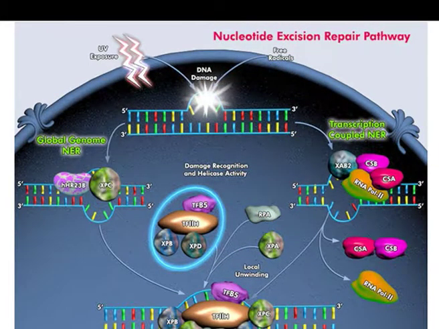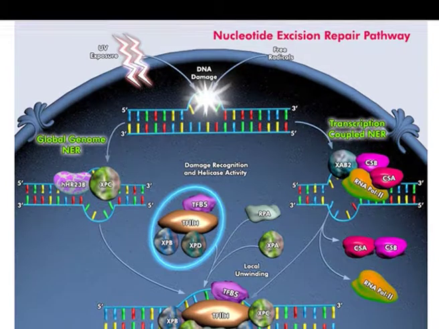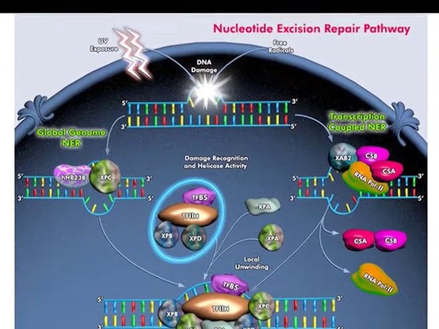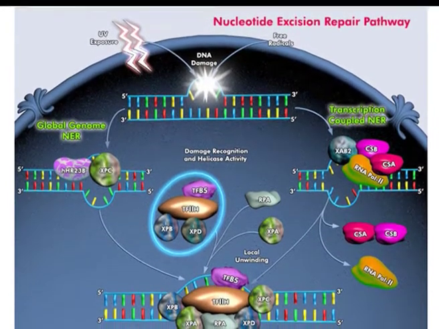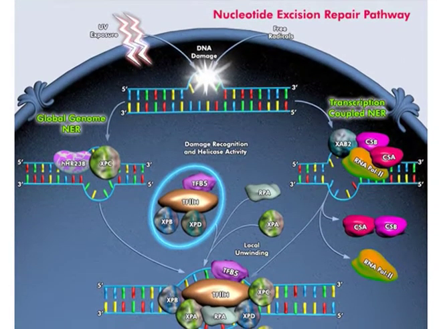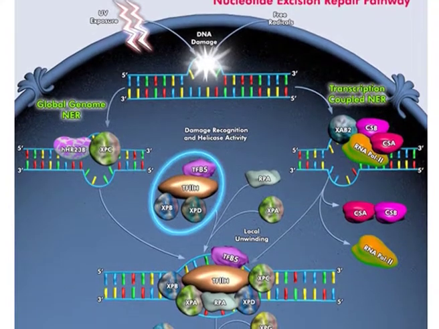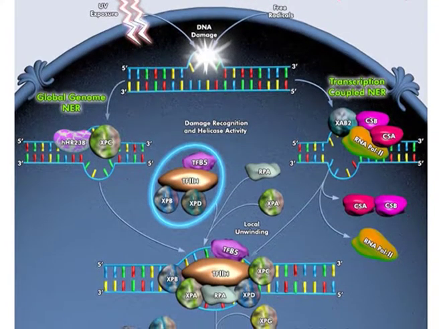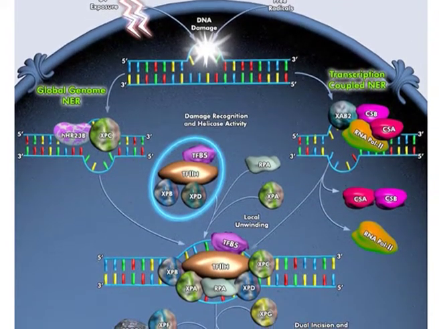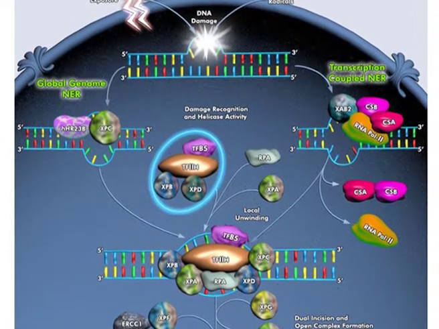In GG-NER, the XPC, or Xeroderma pigmentosum complementation group C, protein complex is responsible for the initial detection of damaged DNA. Conversely, damage recognition during TC-NER does not require XPC, but occurs when the transcription machinery is stalled at the site of injury.